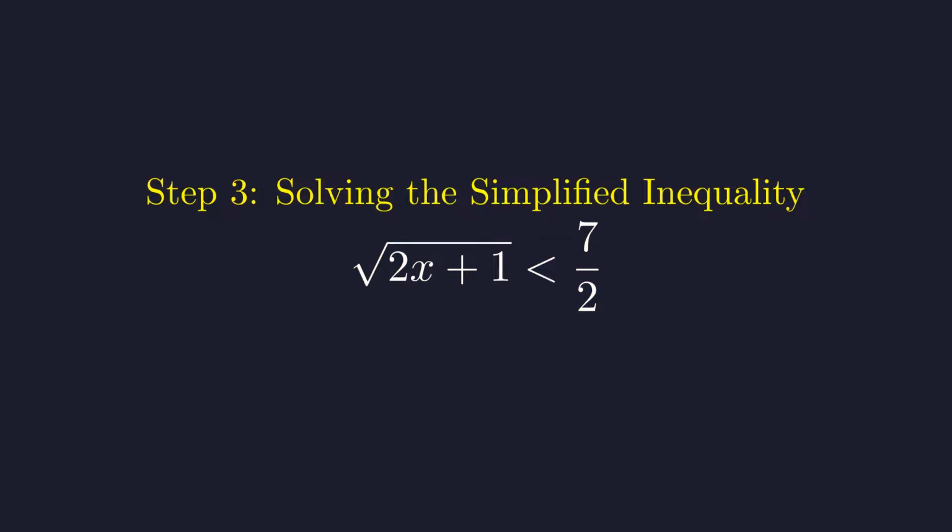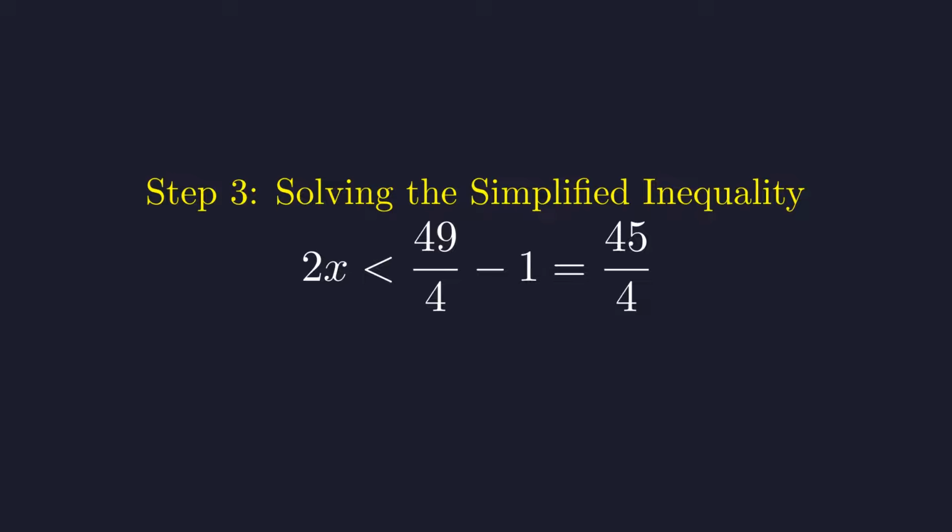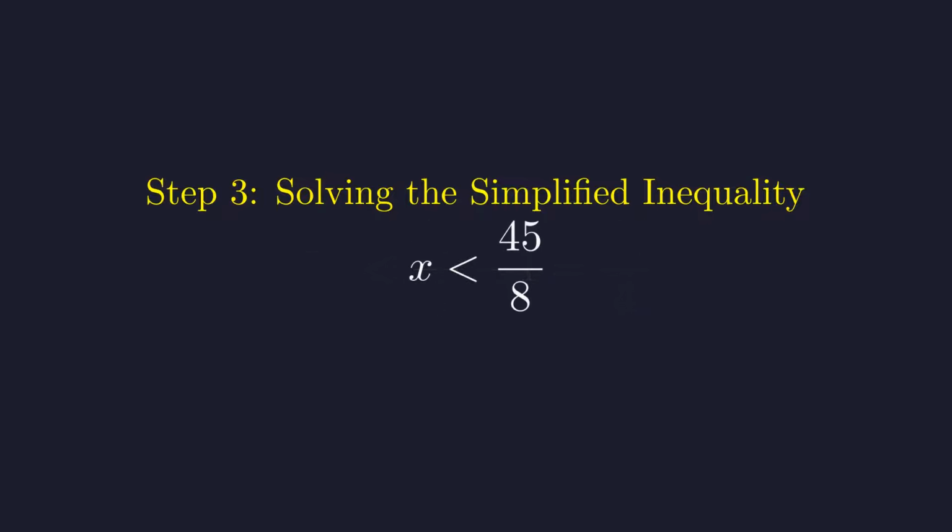Since both sides are non-negative, we can safely square both sides without changing the inequality direction. Squaring both sides gives us 2x plus 1 is less than 49/4. Subtracting 1 from both sides, 49/4 minus 4/4 equals 45/4. Dividing by 2 gives us x is less than 45/8.